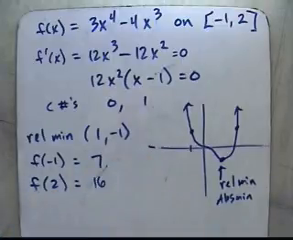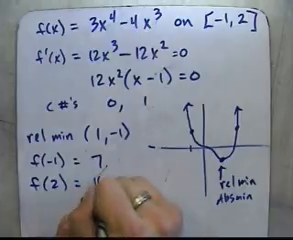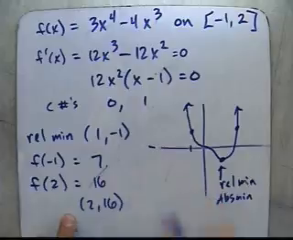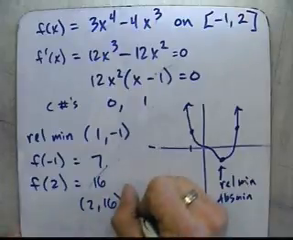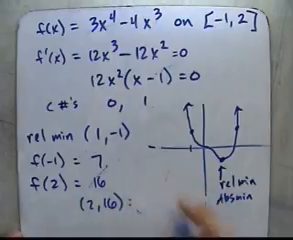So which one of those is the maximum value? 2. Okay, 16 is my maximum value. So 16 is also an absolute maximum for the interval -1 to 2. I'm going to call it a relative, absolute max. Sorry.